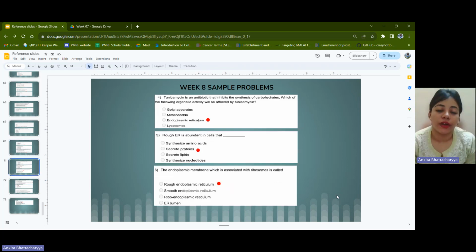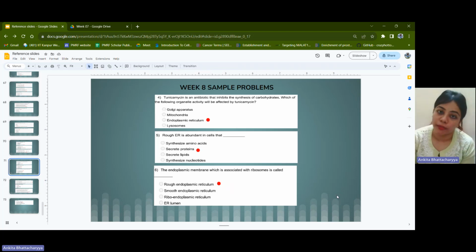Then we are asked in question 4, tunicamycin is an antibiotic that inhibits the synthesis of carbohydrates. Which of the following organellar activity would get affected by tunicamycin? Is it Golgi? Is it mitochondria? Is it an ER or lysosome? So it would be the ER because we have discussed to some extent the glycosylation that occurs within the ER, and also within the Golgi, but it initiates in the ER. So we can certainly look at tunicamycin affecting the endoplasmic reticulum.